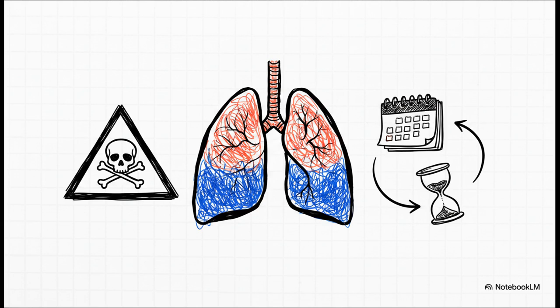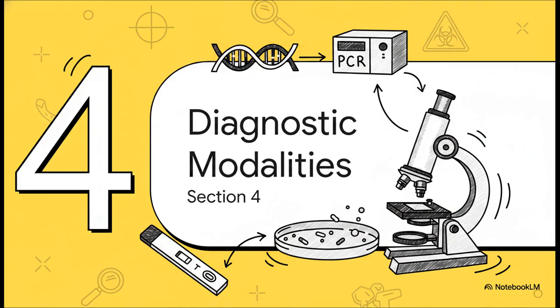This right here is exactly where that scary 40 to 60% mortality risk hits. And get this, even if they survive and make it to the convalescent phase, their dyspnea can persist for up to 2 full years. Moving on to Section 4, Diagnostic Modalities.